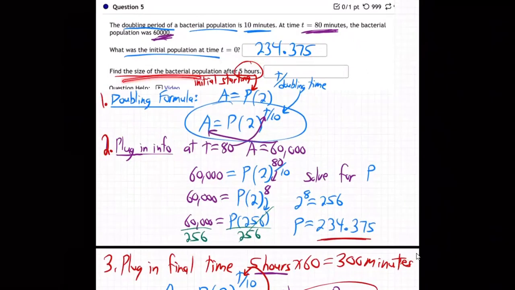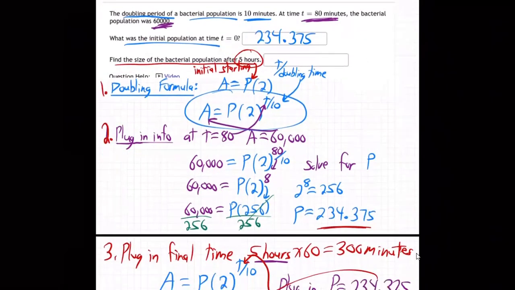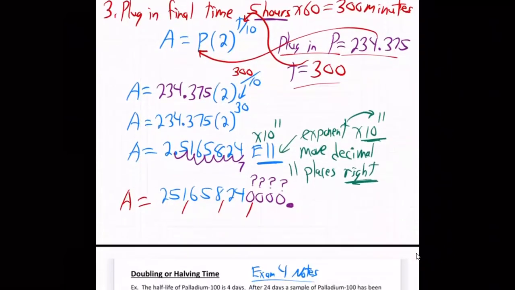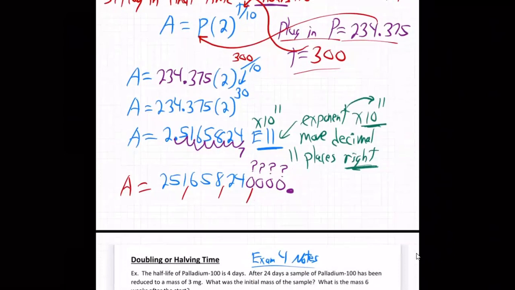And then secondly, they say, what's the size of the population after 5 hours? So that was step 3. Plug in the final time, 5 hours, 60 minutes, that's 300 minutes. So I plugged in 300 minutes for time and 234.375 for P. And then I multiplied that out. Got this weird thing on my calculator with an E11.